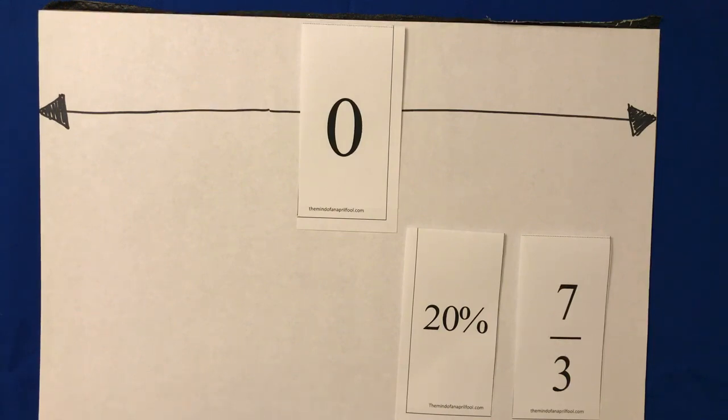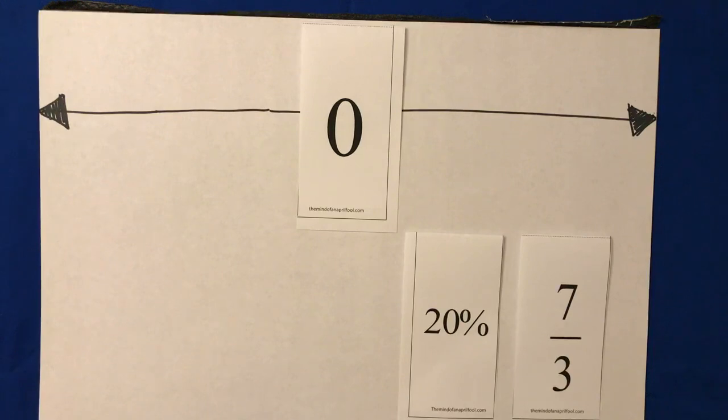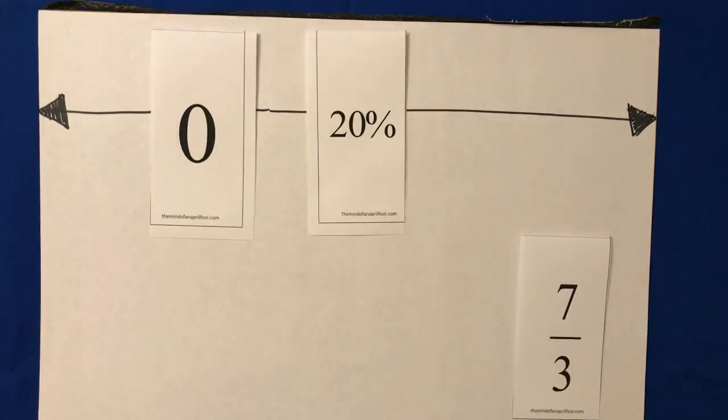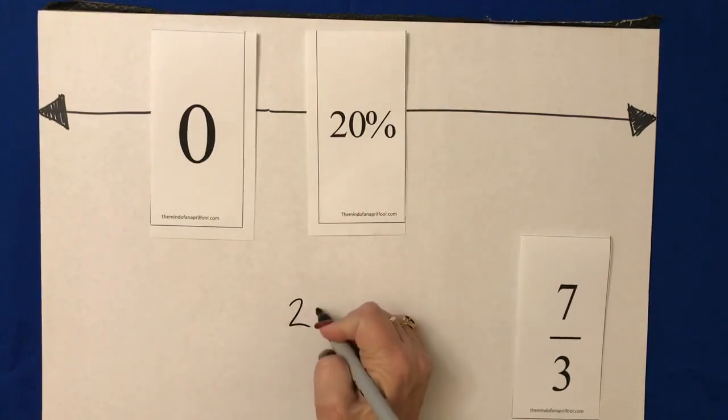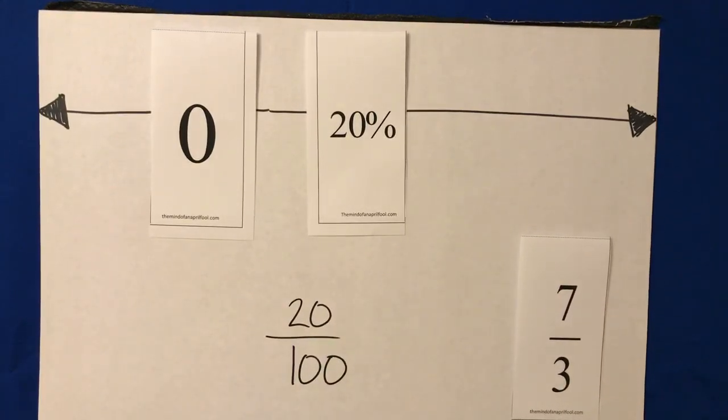20% is next. I see a few people that agree with you. Okay, Alice is thinking about 20% as 20 over 100. Okay, 20 hundredths. All right, I'm going to slide this over and put it up here. But if I'm thinking about 20%, as Alice was saying, 20 over 100, is there another equivalent fraction that you could come to in your mind that might help you to compare it easier with the 7/3?